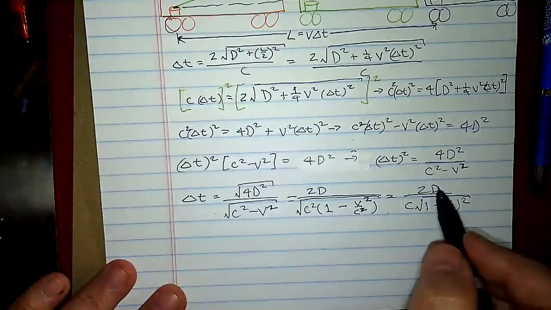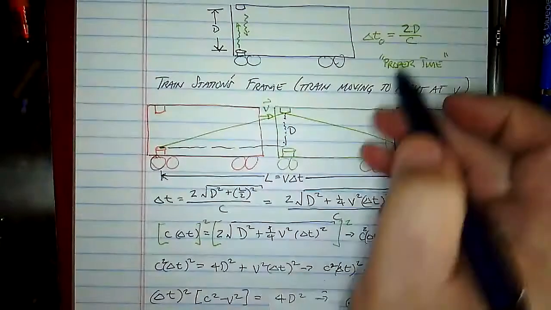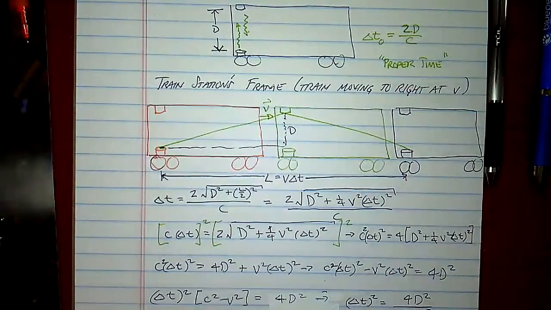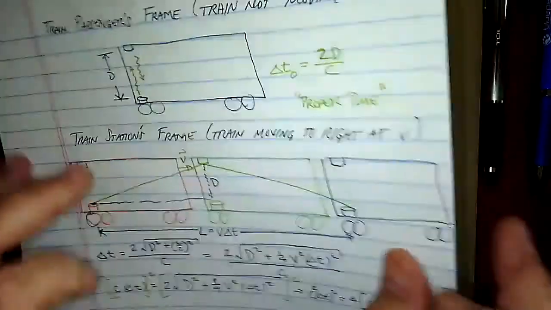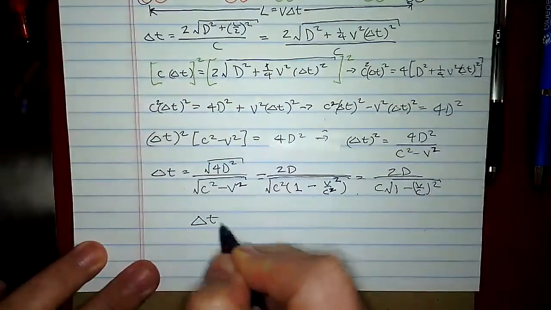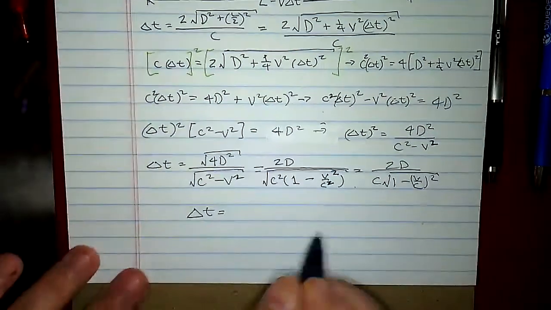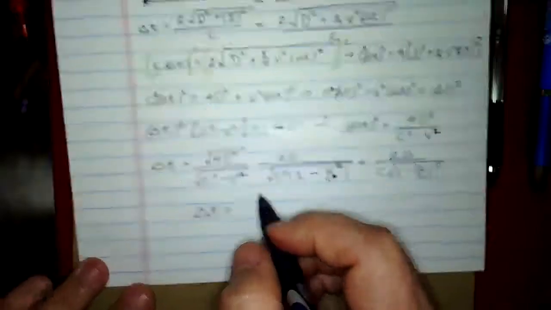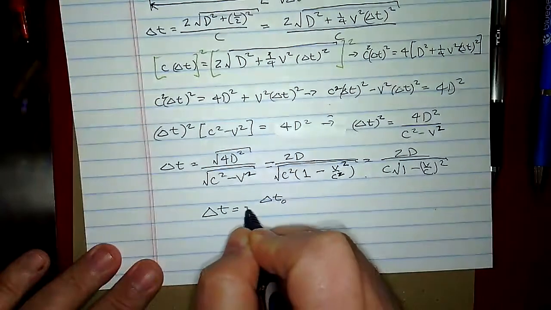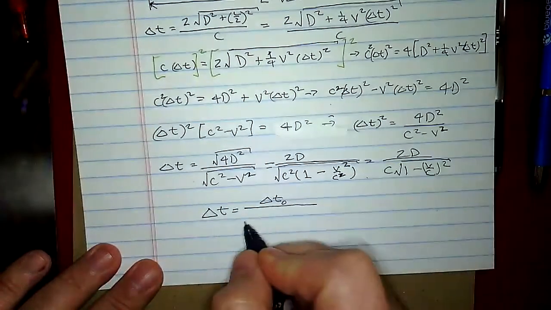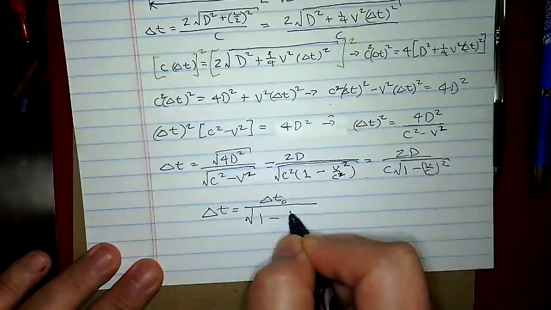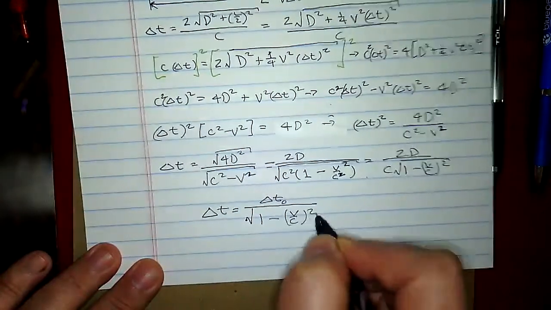Well, now I see 2d over c happen to be our delta t0, our proper time. So 2d over c, I can just erase those, and I'll have my final result. That is the time interval measured by us on the side of the track or at the train station is equal to the time interval measured by the person riding the train times 1 over the square root of 1 minus v over c squared.